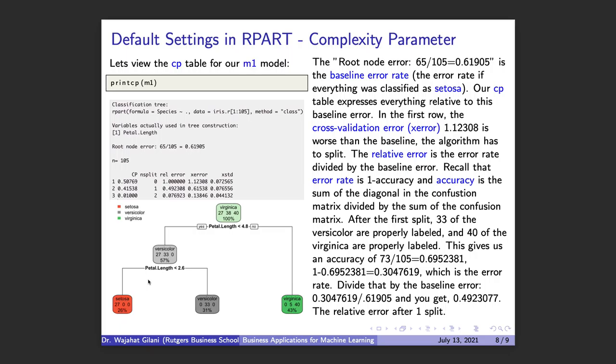Accuracy is basically how accurate your prediction, your node, is at that point. And that was, again, the summation of the diagonals divided by the summation of all the numbers.